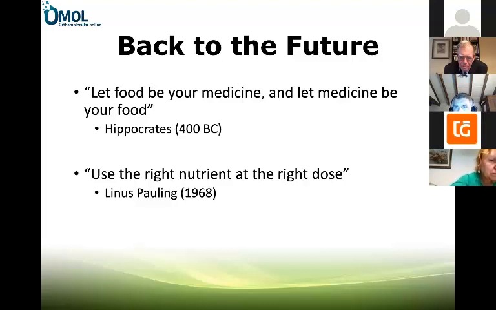Can polyphenols replace omega-3 or do they complement each other? They complement each other.